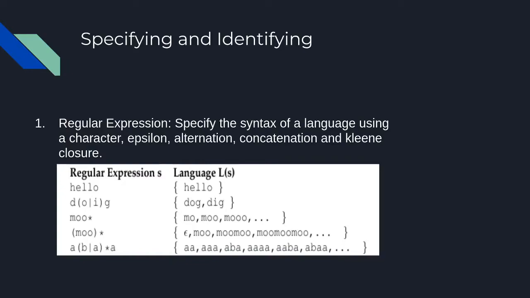Next we have an example of clean closure. The first two characters are M and O, but the final O can be repeated 0 or more number of times. The postfix star operator says the character before can be repeated 0 or more times. The set of valid strings for this expression is infinite. The next example is also an example of clean closure, but here the entire string moo can be repeated 0 or more times. So the empty string and moo repeated any number of times are all valid strings.